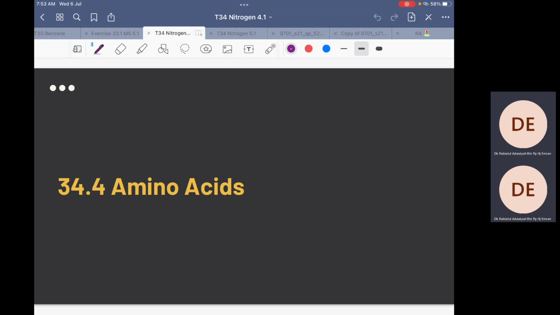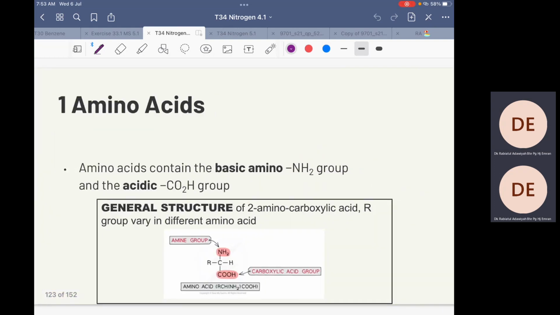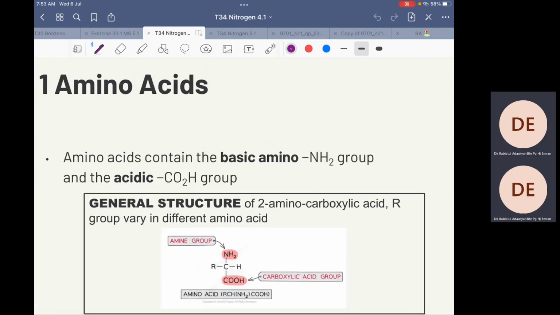So first we are going to look at amino acids. Most of you are familiar with this term. I'm sure you are more pro in this area of chemistry, right? Amino acids, that's the next learning objective that you will look at. Before we look at the first learning objective, let's just recall what an amino acid is.